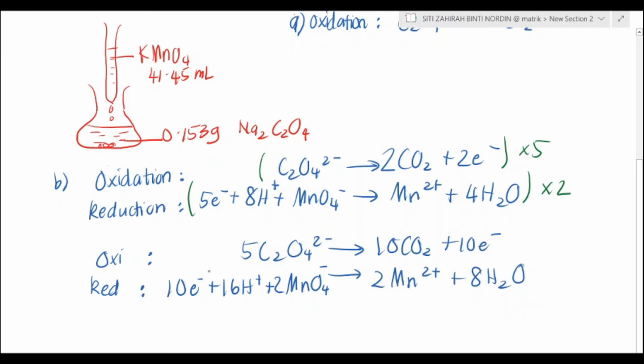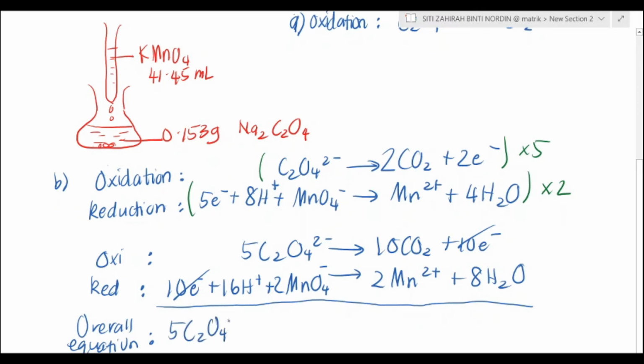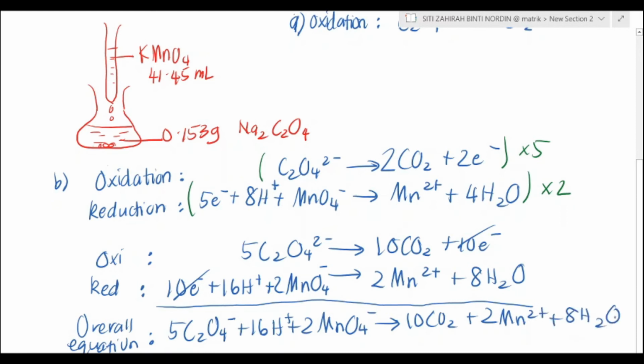Okay, so cancel your electrons altogether and check for any similar compounds. No, so we can figure out the overall equation, which is 5C2O4 2- plus 16H+ plus 2 MnO4- to form 10CO2 plus 2 Mn2+ plus 8 H2O.